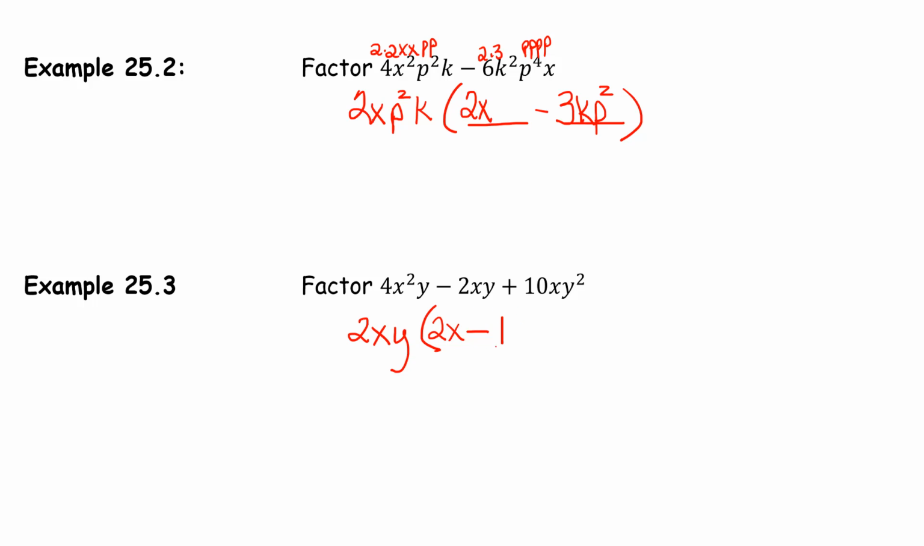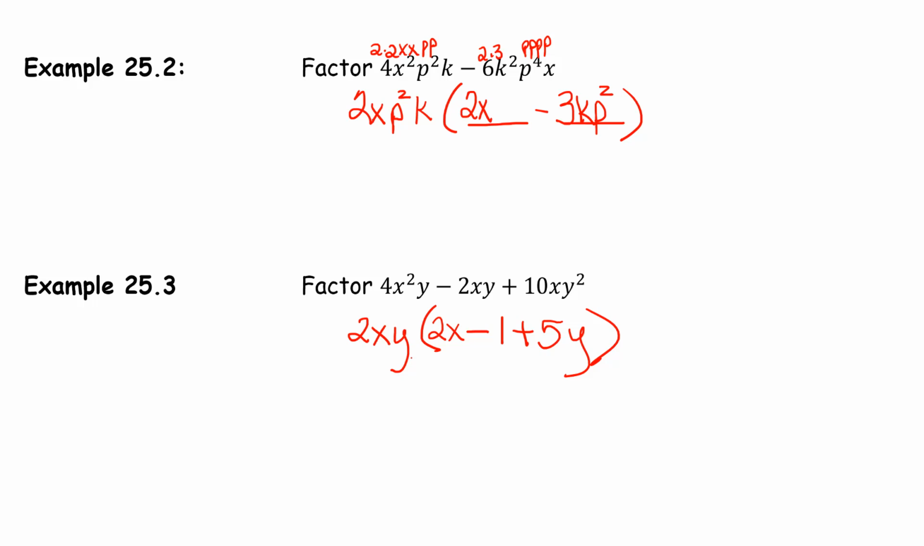So we've got to have that 1 there, and then plus 10xy squared. So we have left over here, we factored out a 2, so we've got a 5 left. We factored out the x, so it's gone. We factored out one of these y factors, so we have 1 left. So this is the factorization for this trinomial.